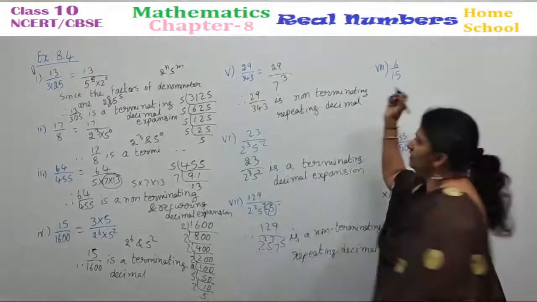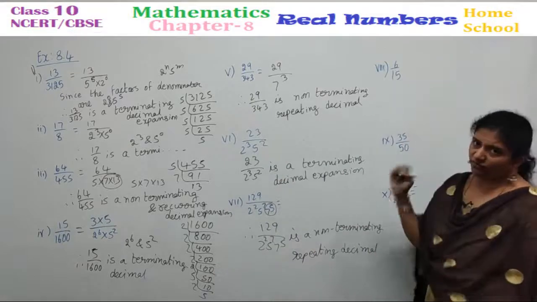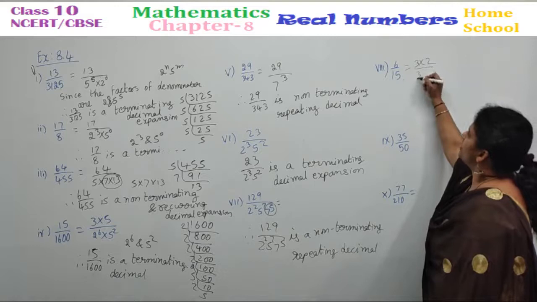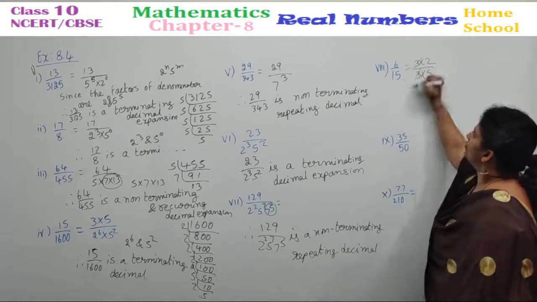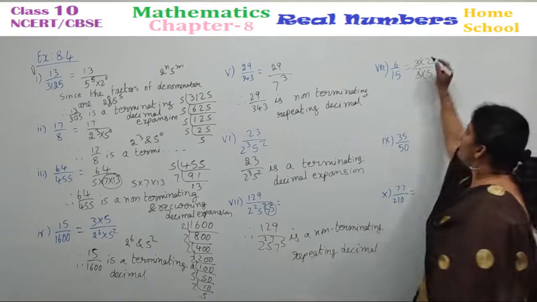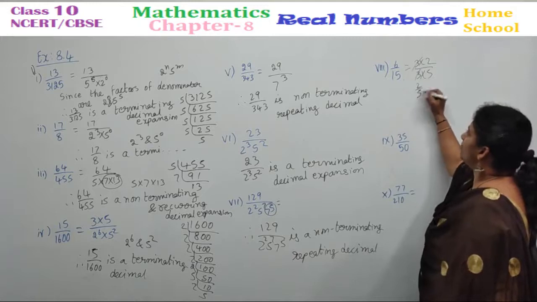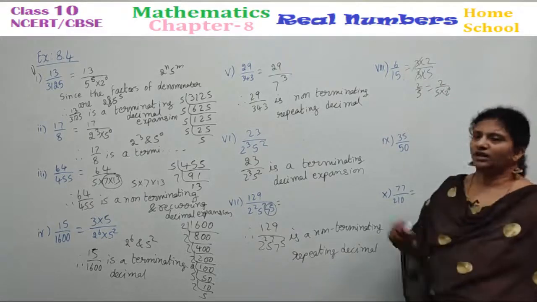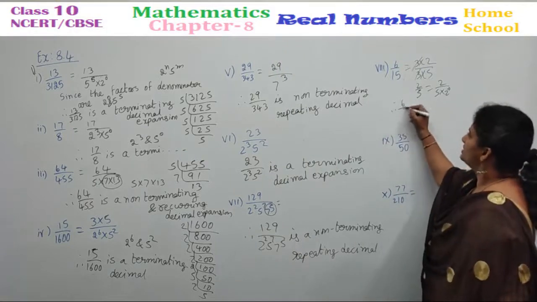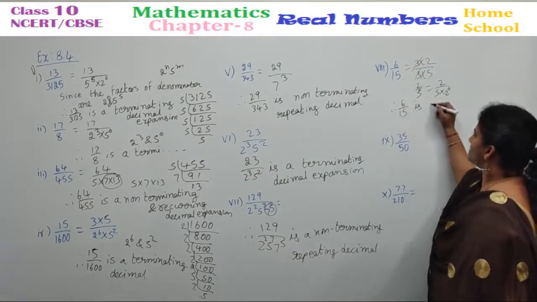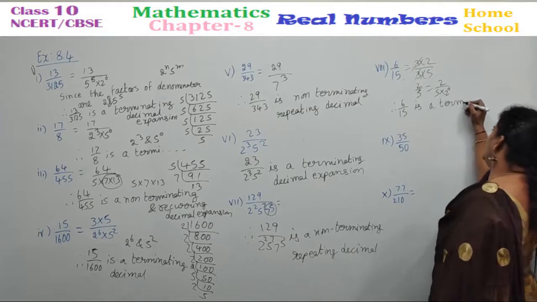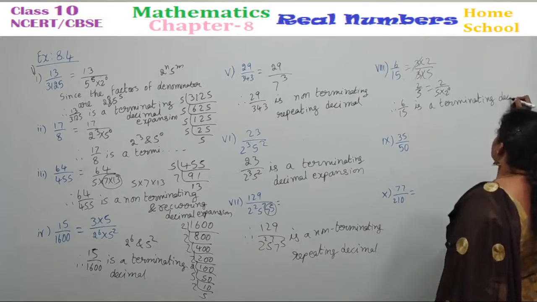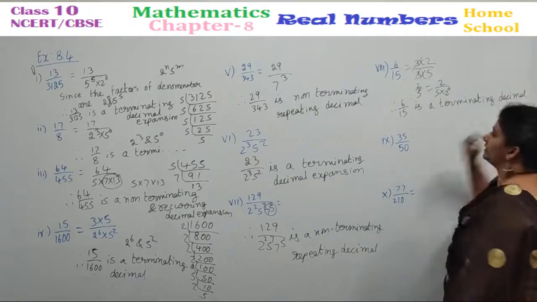See the eighth one, 6 by 15. How can you write, children? 3 2s are 6, 3 5s are 15. 3 3 cancel. 2 by 5 you have. 2 by 5 means you can just multiply 2 power 0, right? Therefore, what I can say, 6 by 15 is a terminating decimal expansion you write.